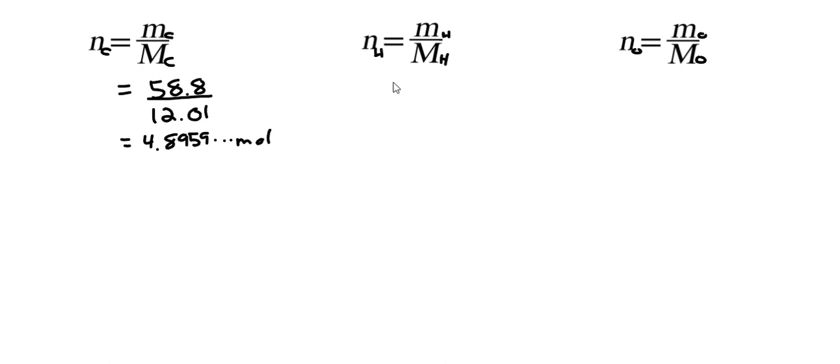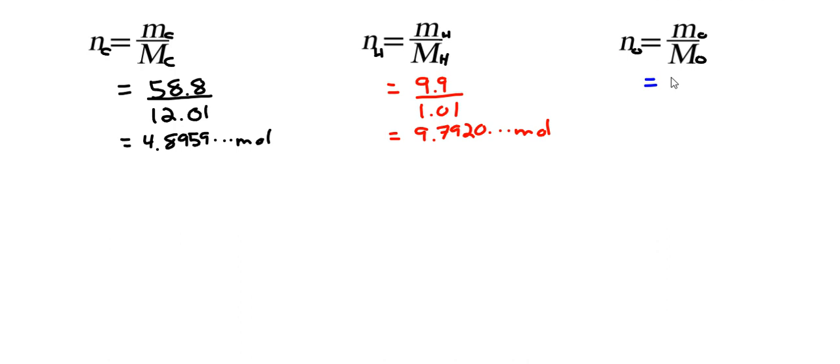We can now go for the hydrogen, and we can say the mass of the hydrogen that we have in our 100-gram sample is 9.9. Molar mass of hydrogen is 1.01 grams per mole, and that gives us a number of moles of 9.7920, and again it continues on, and that is also in moles. Again, we don't want to round quite yet. And then the oxygen, its mass that we calculated was 31.3 grams.